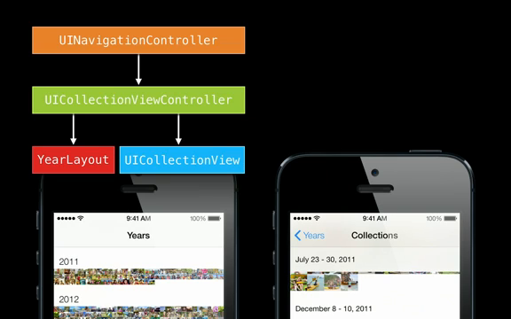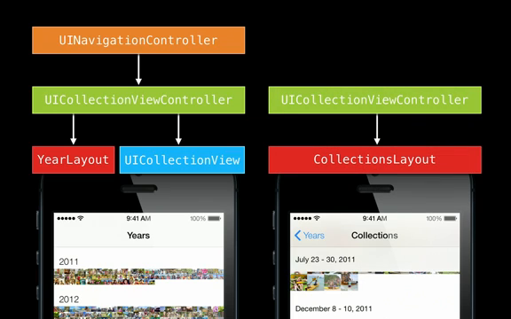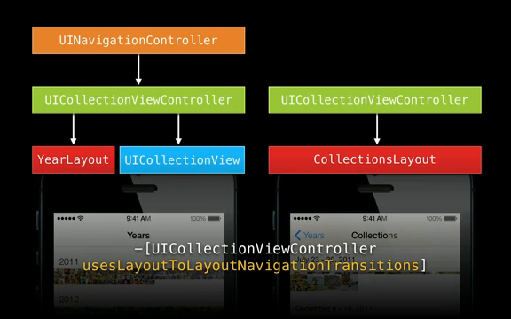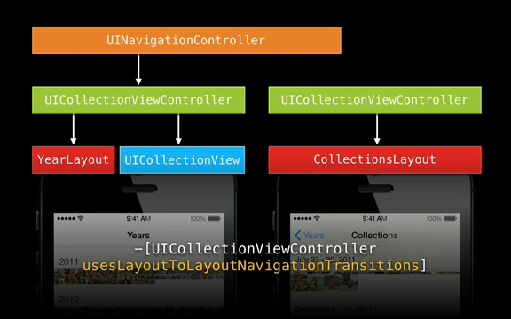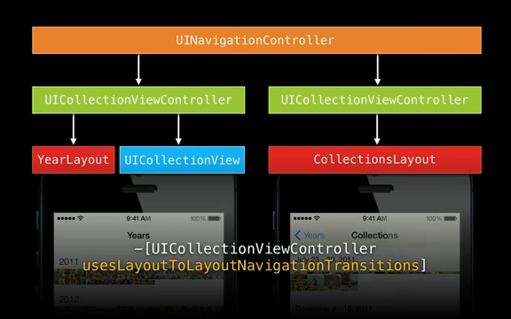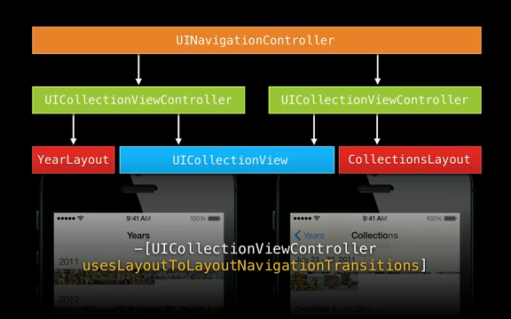Turning our attention now to the collections view, we would similarly create a layout for it, and make a collection view controller for that. But before we push it on, we're going to use this new piece of API. It uses layout-to-layout navigation transitions. And when we set that to yes on the second collection view controller and push it onto the navigation stack, behind the scenes, UIKit is actually going to use that same collection view for both view controllers. And it's going to animate the transition between the collection view layouts at each level alongside the navigation transition.